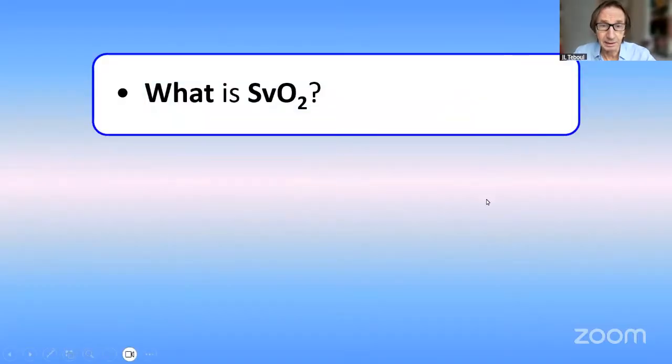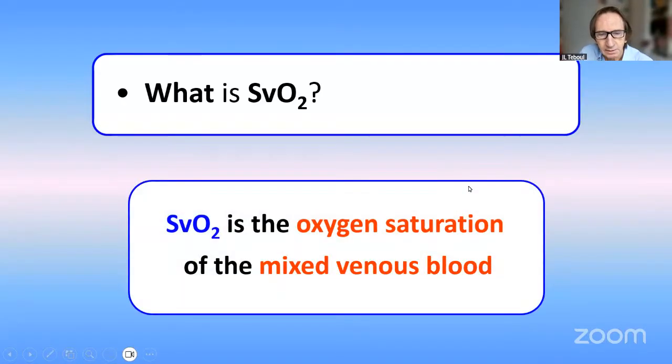So I will start with SVO2, which is an important physiological parameter. This is the oxygen saturation of the mixed venous blood. Mixed venous blood means venous blood in the pulmonary artery. So to obtain SVO2, we need a pulmonary artery catheter, by definition.